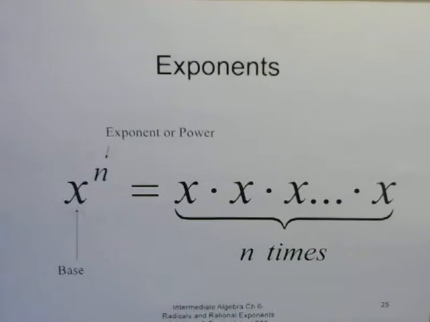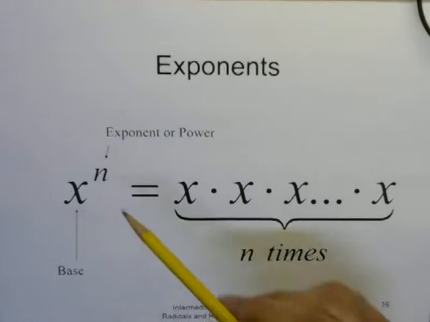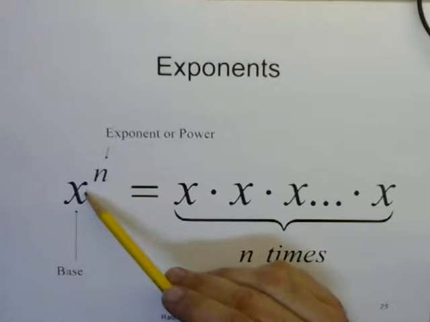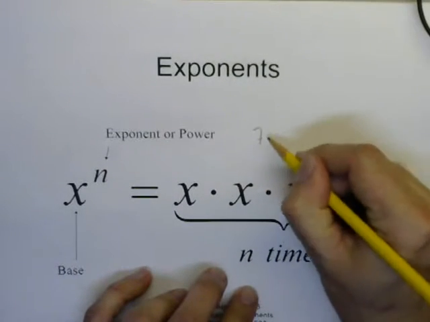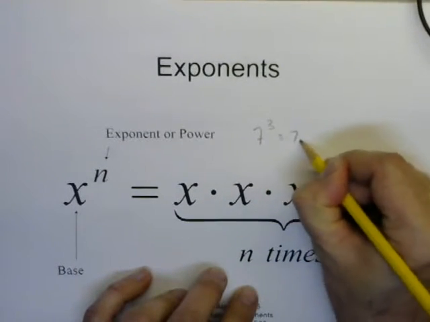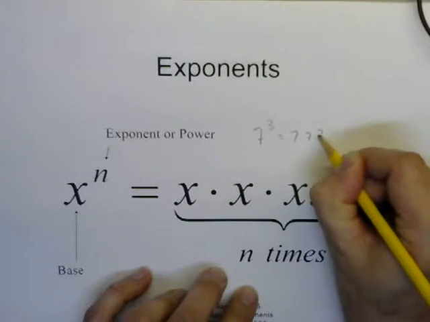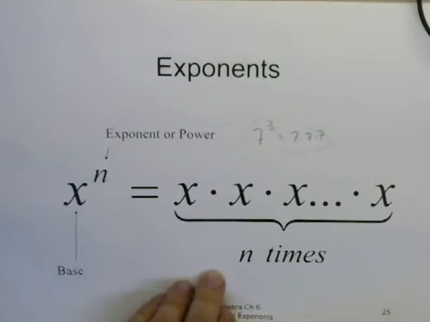So let me just first of all remind you about what an exponent is. An exponent, again, is something where you're taking a number multiplied times itself several times. This number up here is called the exponent or power, and this number is called the base. So, for example, if you have, say, 7 to the third power, that just means 7 times 7 times 7. So don't forget what that notation really means.